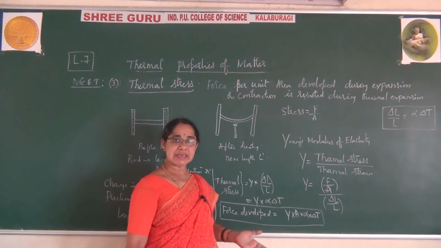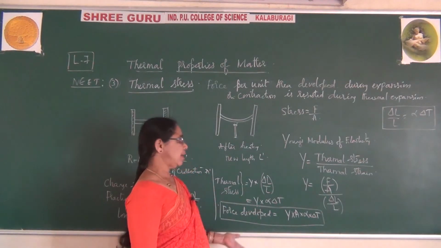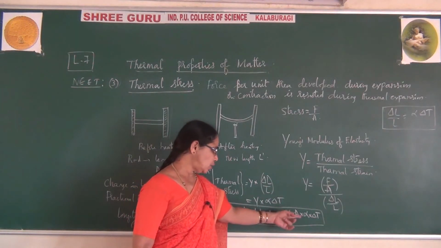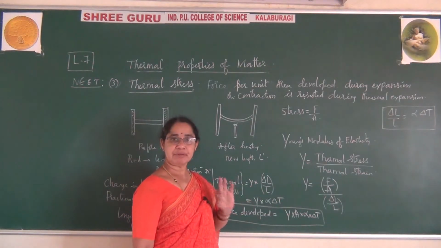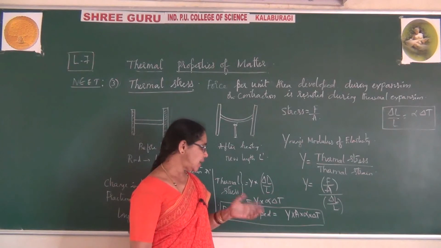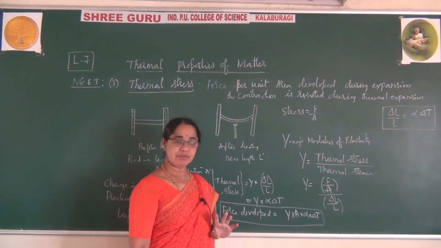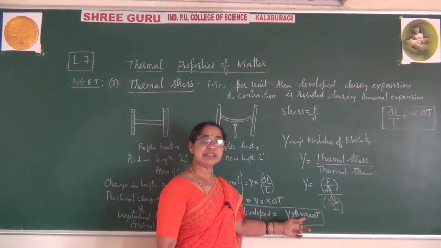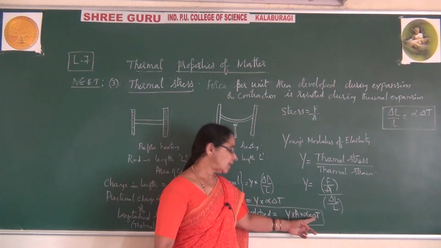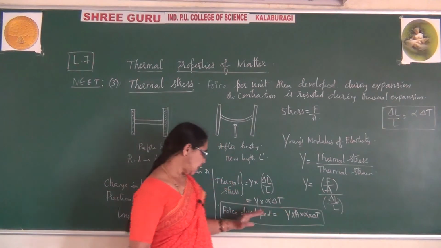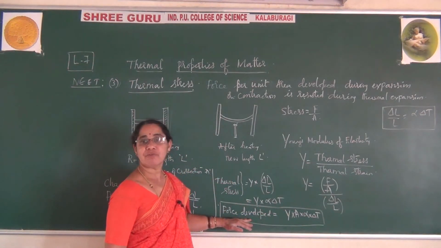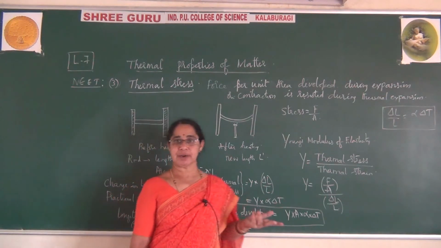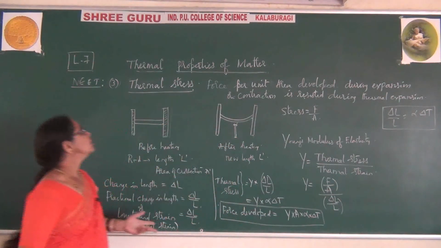For example, if they ask to calculate the force developed during thermal stress, you can use Y into A into alpha into delta T. They prefer to give Young's modulus of elasticity. They also provide the area of cross section of that rod, and they give the linear coefficient of expansion for that rod as well as the rise in temperature. At that time you give the expression for force. Right? This force is expressed in Newton. This is how you calculate thermal stress.